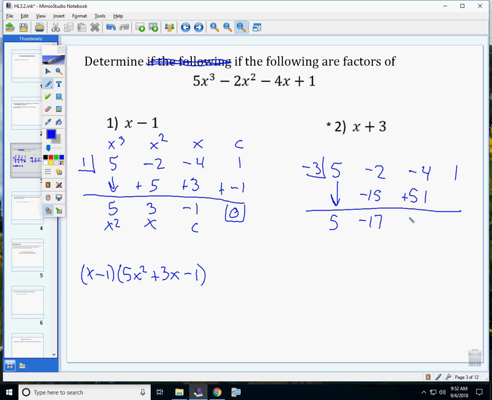Add these together, you get 47. Negative 3 times 47, that's negative 141. Add those together, you get negative 140. Notice that the remainder right here is not 0, thus this is not a factor.